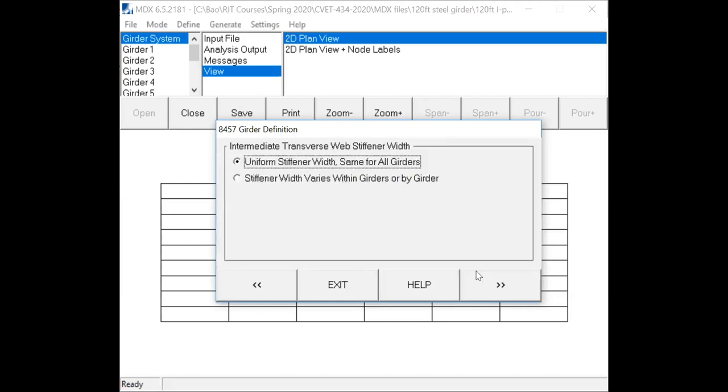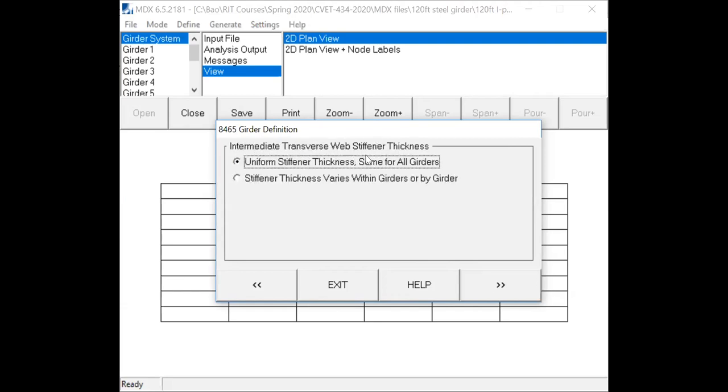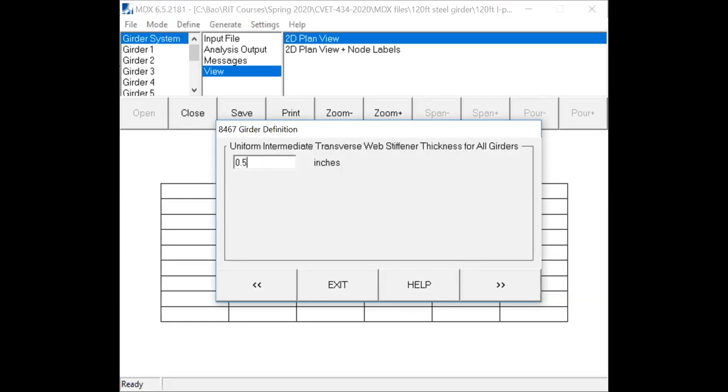Okay, so now we have this intermediate transverse stiffener width. Okay, it's uniform stiffener width, same for all girders. We all use 7.5 by 1/2. So the width is 7.5, and thickness, we use the same for all girders, 0.5. So that's the intermediate stiffener, 7.5 by 1/2 inch thick.